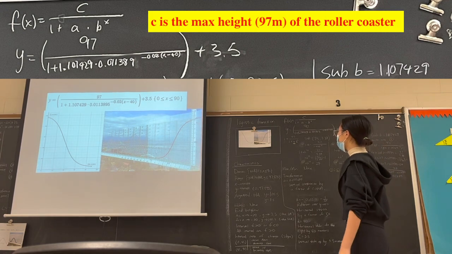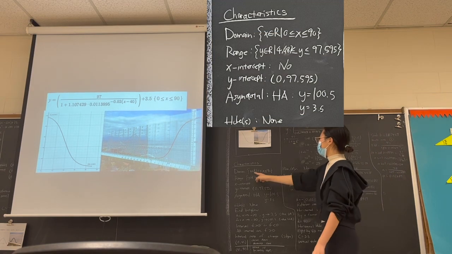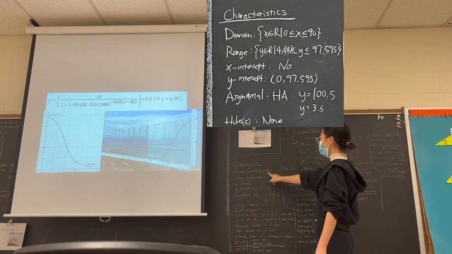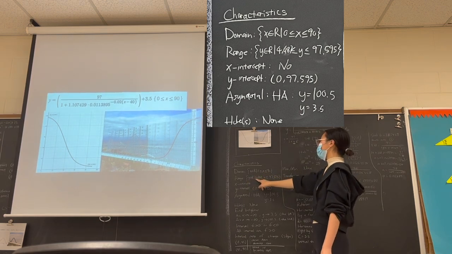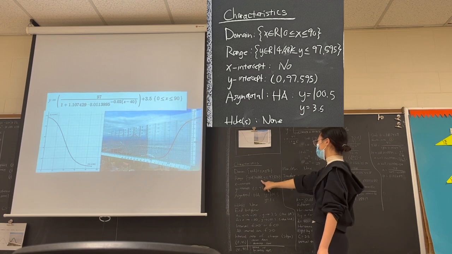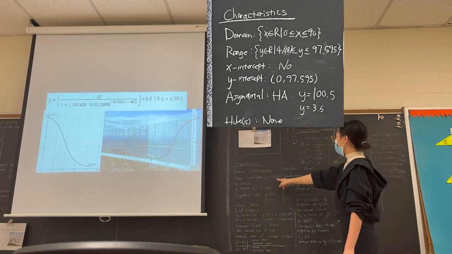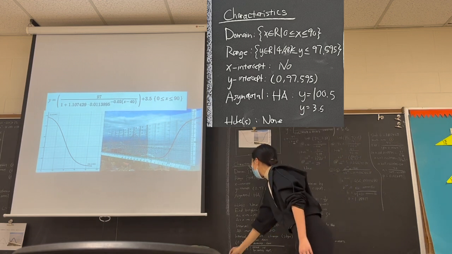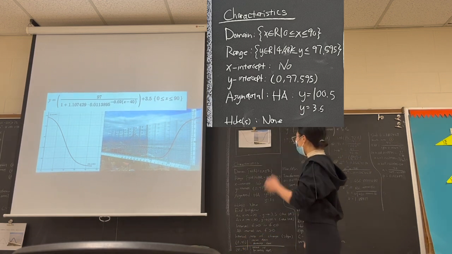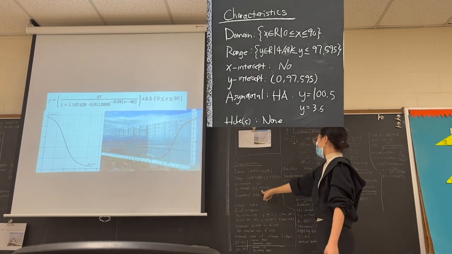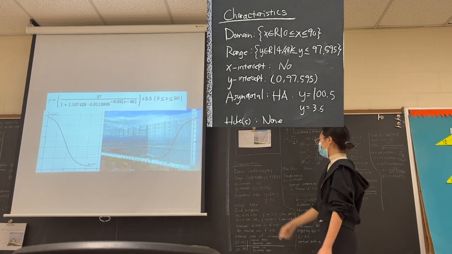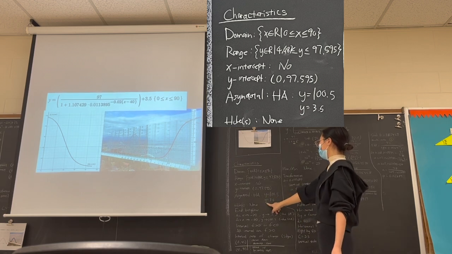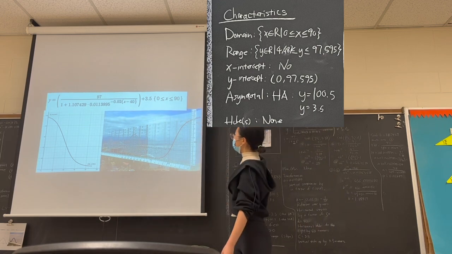The domain of this function is x belongs to the real numbers, and 0 is smaller than or equal to x, and x is smaller than or equal to 90. The range is y belongs to the real numbers, and 4.487 is smaller than or equal to y, and y is smaller than or equal to 97.595. There's no x-intercept, and there is a y-intercept at 0 and 97.595, and there are 2 horizontal asymptotes. One is at 105 meters, one is at 3.5 meters, which is here and here.